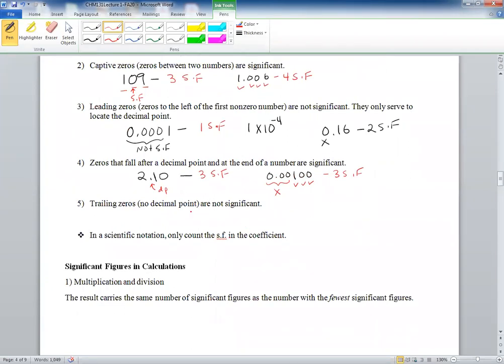Now, trailing zeros, where you don't see a decimal point, and those are pretty much large numbers, are not significant. So if I have 1,000, be aware this is not a decimal point, this is a comma. So maybe I should erase it so you won't be confused. Again, a comma is not the same as a decimal point. If you notice here, there's no decimal point. If you see no decimal point, then those zeros are not significant because they could have come from rounding a number that was 999, for example. So in this case, you only have one significant figure.